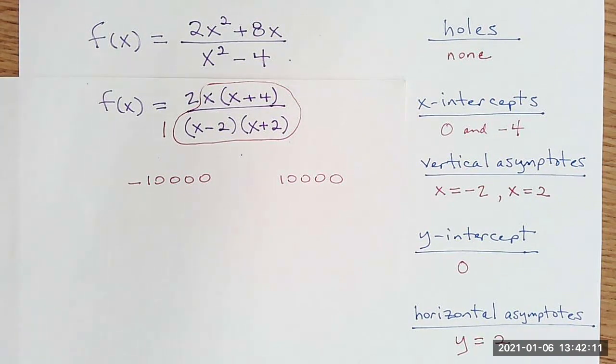That's it. You should be able to identify the features of a graph without having to graph, just by understanding where the features come from in the equation.